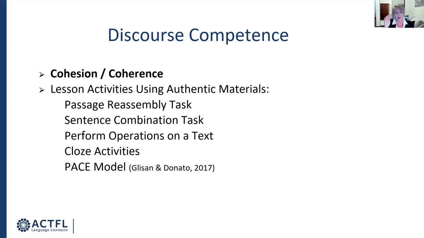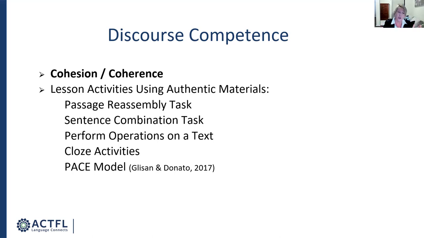And these are just a few simple activity ideas I'm going to share with you to help my students learn discourse competence. One is a passage reassembly task. Again, I love using those authentic materials. Those are materials made by and or for native speakers of the language.